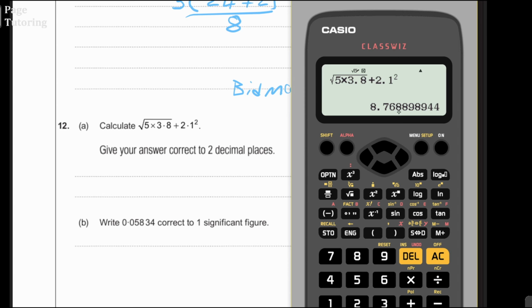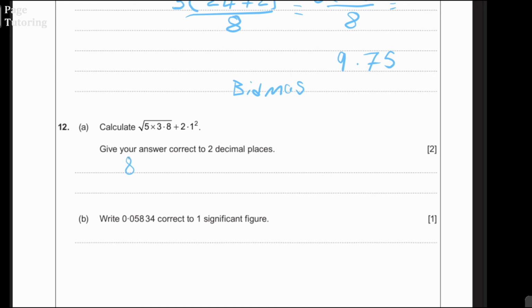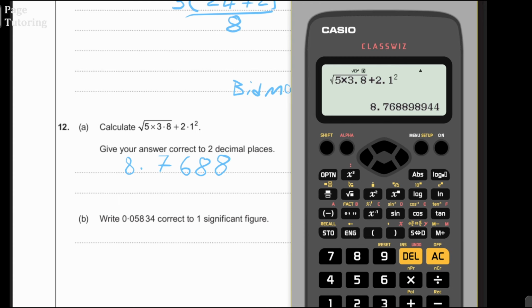So what we're going to do first is we're just going to copy this out verbatim. You don't have to copy the whole thing, just more than 2 decimal places. So 8.7688. Okay, that should be enough.